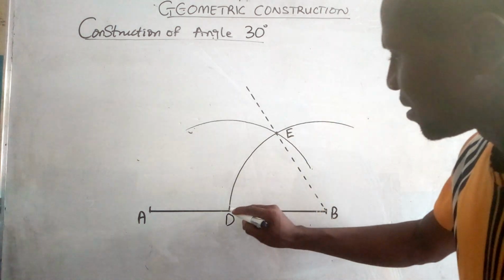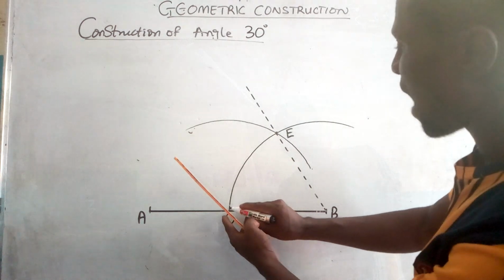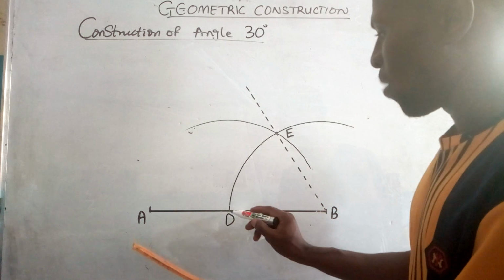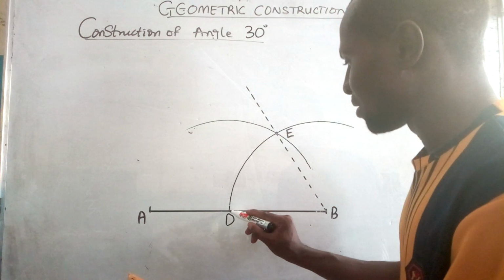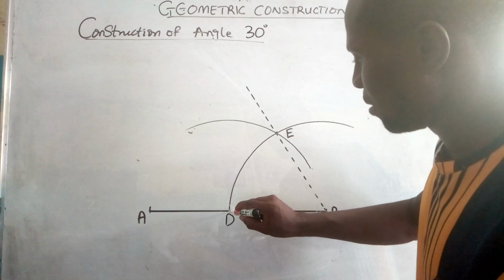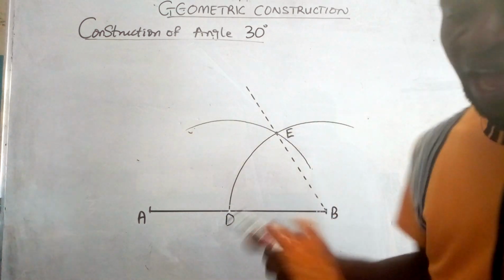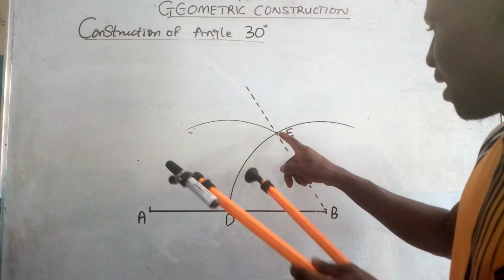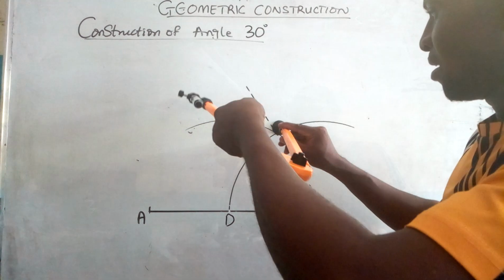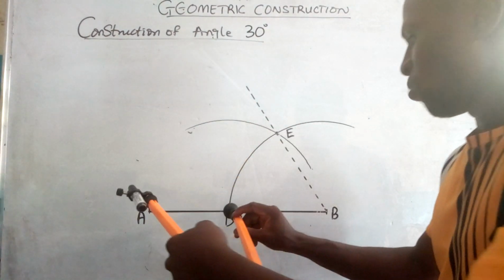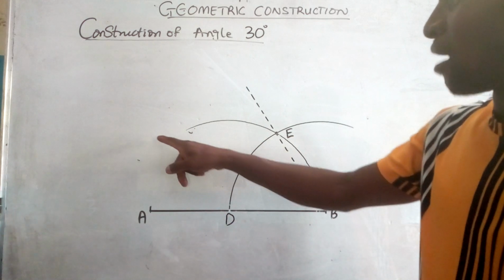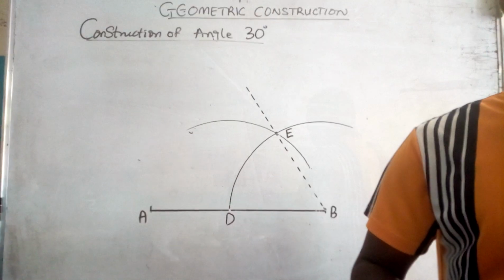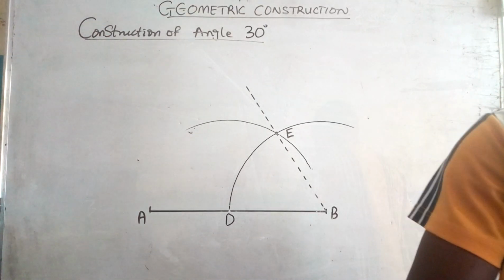So to do that, we'll be taking the point where the arc meets this ray of line, and that is at E, and the point where the arc touches line AB, that is at point D. So therefore, I'll be taking D and E as the centers. That is to say, I'll be placing my pin at E. Afterwards, I will draw my arc and also place it at D, draw another arc. Their point of intersection will be joined to B to be able to obtain my angle 30 degree. How do we do that?